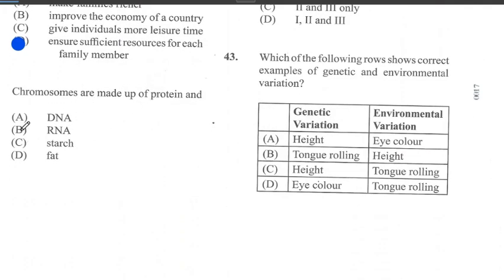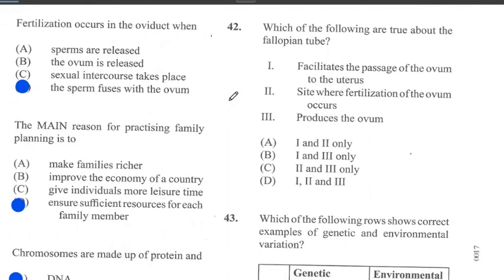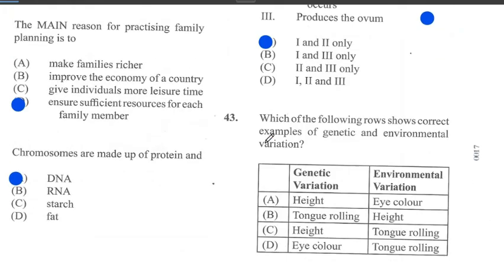Chromosomes are made of protein, and DNA can be RNA, starch, and it can be fat. Which of following are true about the fallopian tube? Facility yes, yes, no. Does not produce the ovum. That's for the oviduct. So yes. I and I, that would be the answer.